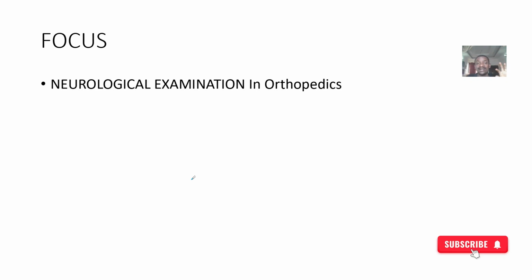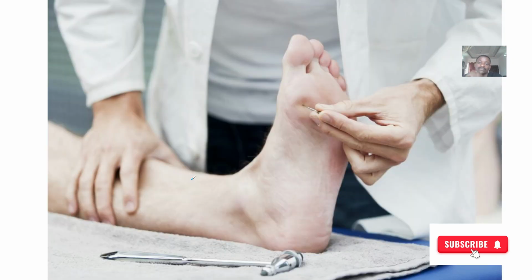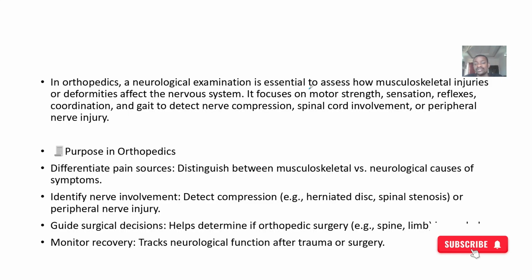So you look at things that you shouldn't miss out when you're doing the neurological examination. You could see this is trying to use a pin just to see if the patient is still able to feel pain. Neurological examination in orthopedics, especially because we are an orthopedic channel, is very essential, and you get to assess how musculoskeletal injuries can affect the nervous system.